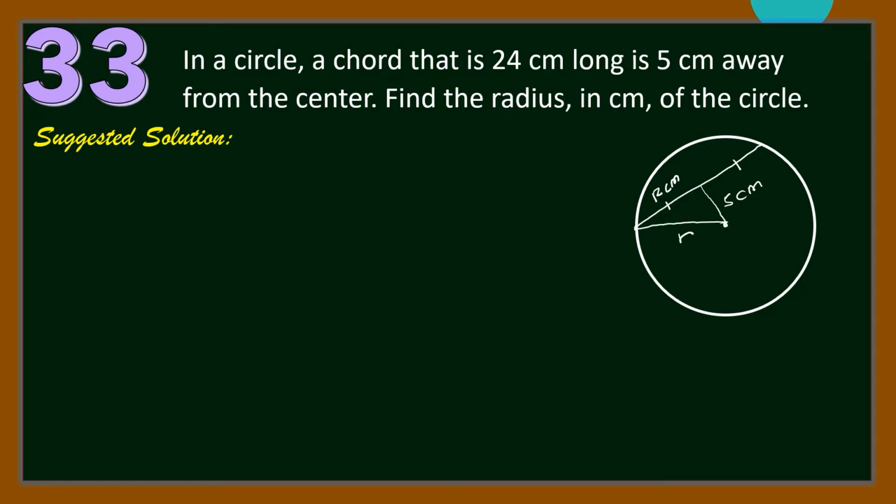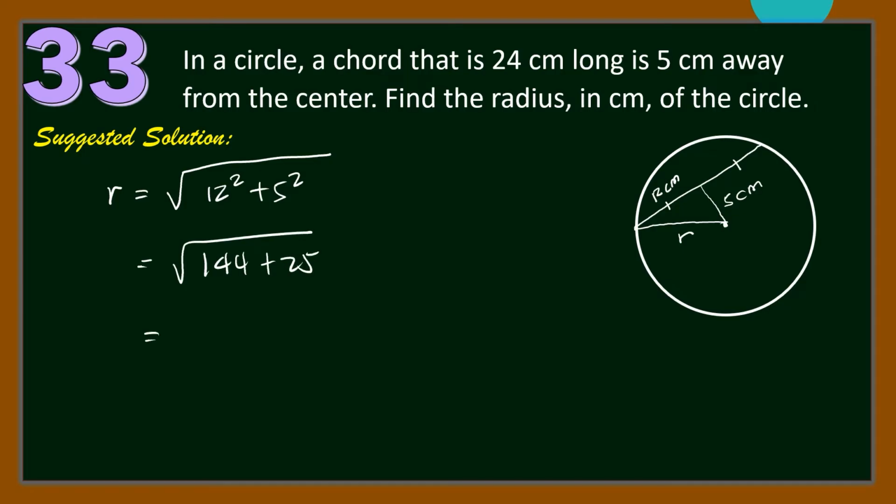Then, by Pythagorean theorem, we can solve for the radius of the circle equals square root of 12 squared plus 5 squared, and this is equal to the square root of 144 plus 25. That will be square root of 169. Therefore, the radius of the circle is equal to 13 centimeters.